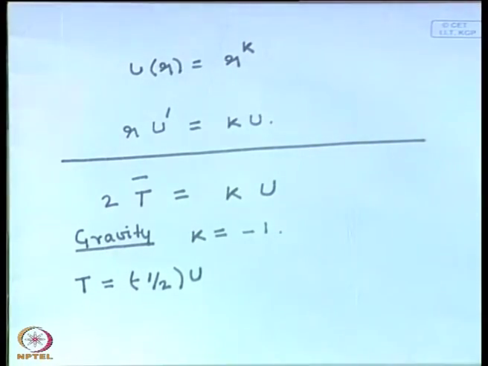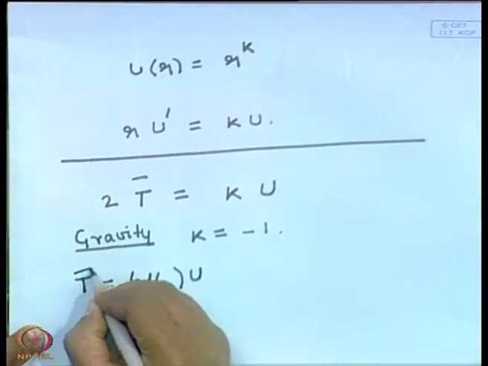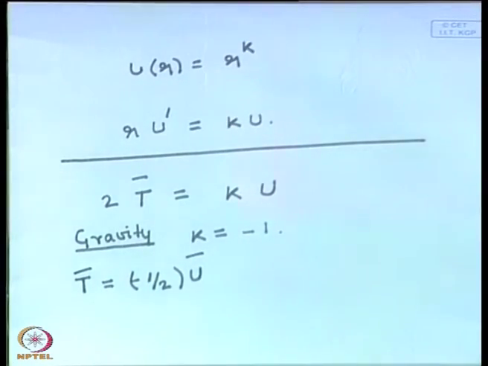If you calculate the average kinetic energy, this is the average, it is not true instantaneously, it is for the average. So, if you calculate the average kinetic energy and the average potential energy in those orbits, you will find that this relation holds. The average kinetic energy is half the average potential energy in modulus.